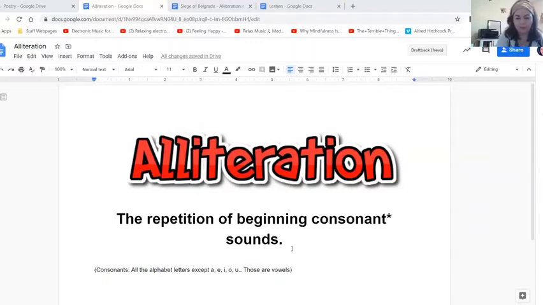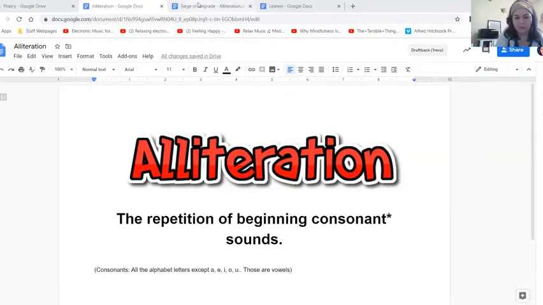In case you couldn't remember what consonants are, I did put a little note down here. Consonants are all the alphabet letters except A, E, I, O, U. Those are vowels. Okay, so we are looking for those really hard sounds and the repetition of those hard sounds that are at the beginning of each of the words.